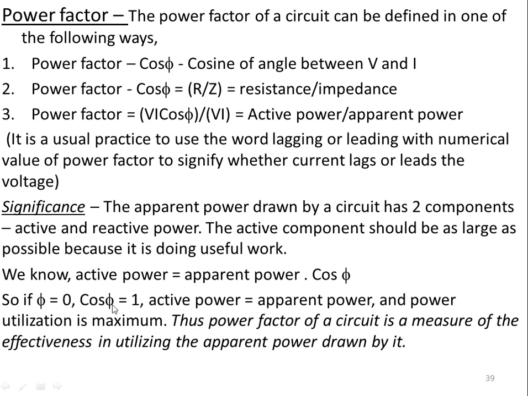So what is active power? Active power is apparent power into cos phi. Apparent power is constant. How much power we are drawing from the generator is determined on the basis of power factor, or in one way you can say that power factor stands for the efficiency of the circuit. That is, how much effective utilization you are doing with the apparent power is given by active power.